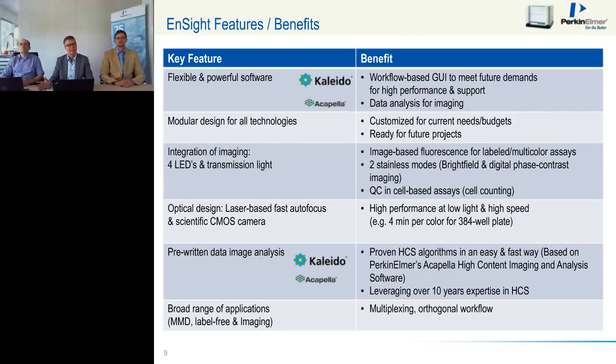It's customized, tailored, and later on you can upgrade the system according to your needs, so you're ready for the future. We integrated well imaging on board. That gives you image-based fluorescence for labeled multicolor assays. You have access to two stain-free modes like bright field and digital phase contrast. You can use this for increased QC in your cell-based assays, for example, cell counting.